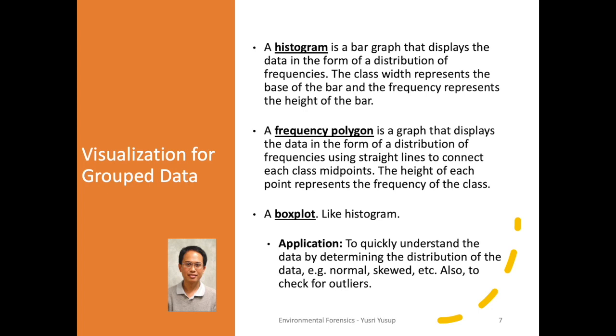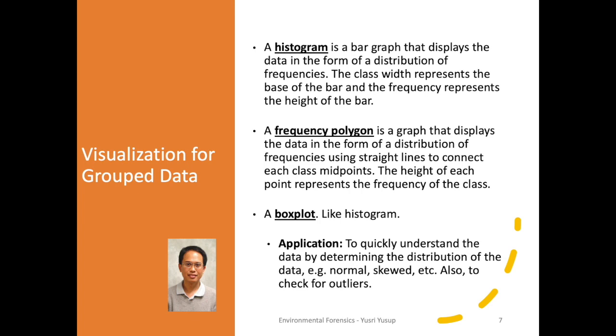A histogram is a bar graph that displays the data in the form of a distribution of frequencies. So it is a technique or a plot that makes it easy for you to visualize or to see the distribution of the data. Each class width or bar width represents the base of the bar, and the height of the bar represents the frequency.